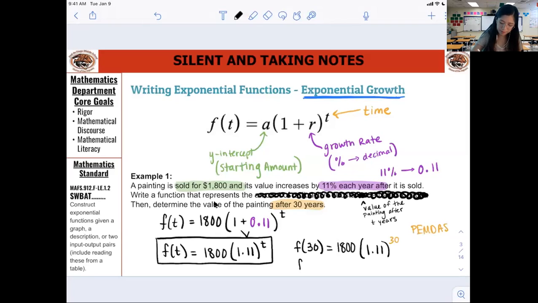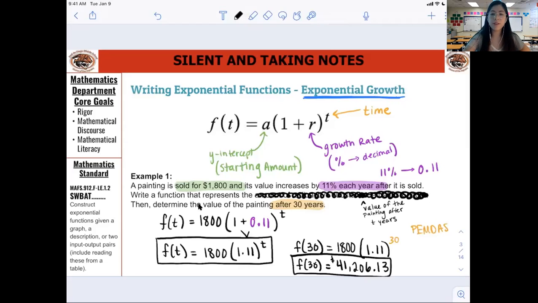So f of 30 is $41,206.13. All right, so questions, any questions so far on how to write the function or how to evaluate the function? Cool, let's do a couple more examples.